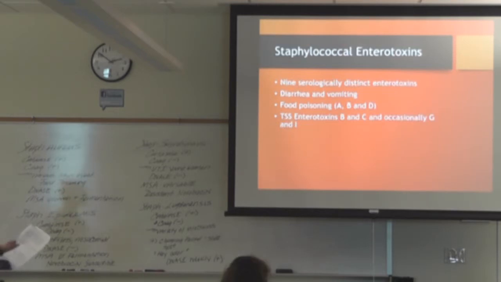This gets into basically the enterotoxins. There are 9 distinct enterotoxins. That would be a good multiple choice question. So there goes the enterotoxins. That's when you're talking about diarrhea and vomiting, and the food poisoning would be caused by A, B, and D. TSS, toxic shock syndrome, is enterotoxins B and C, and occasionally G and I.